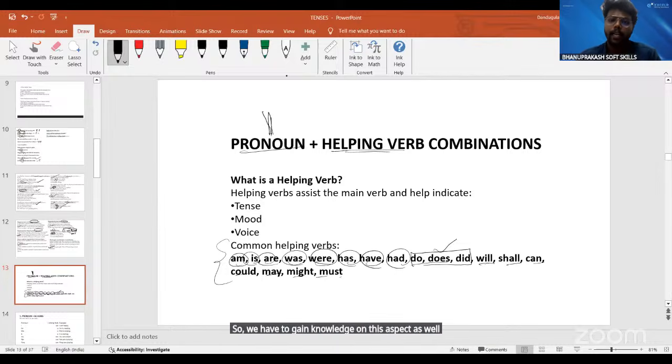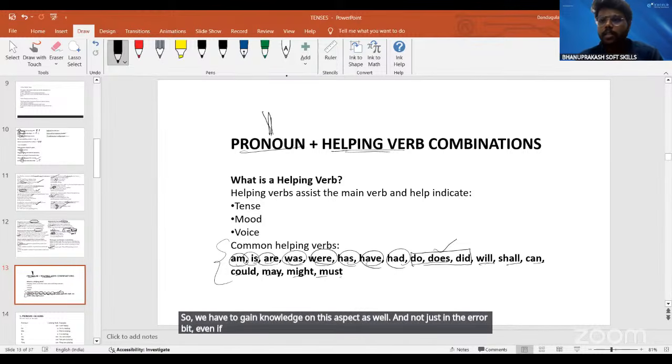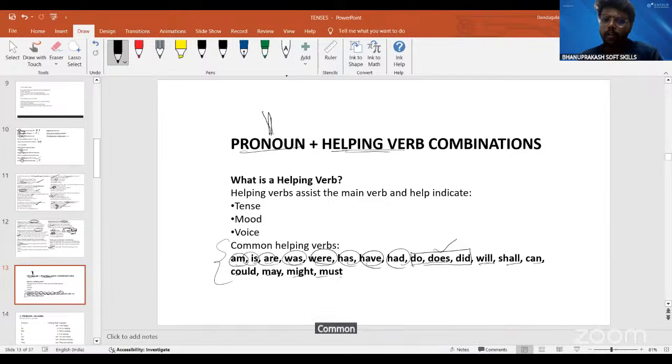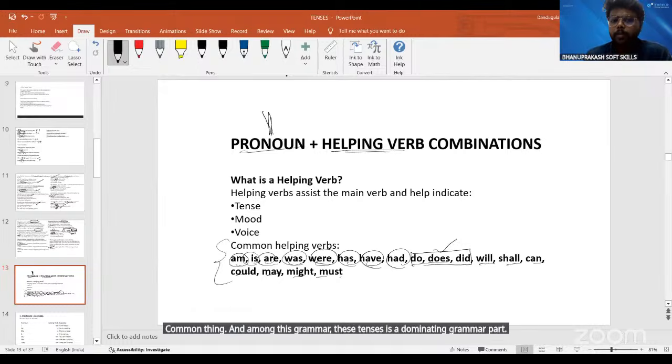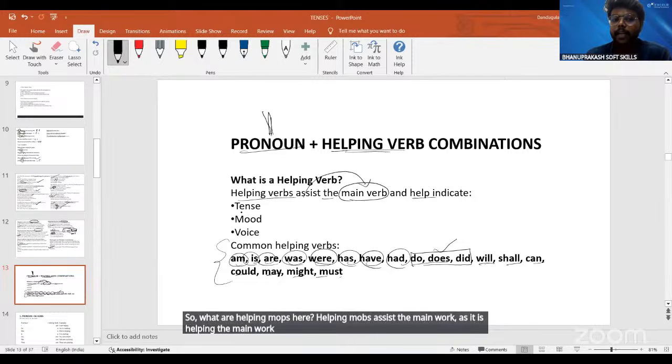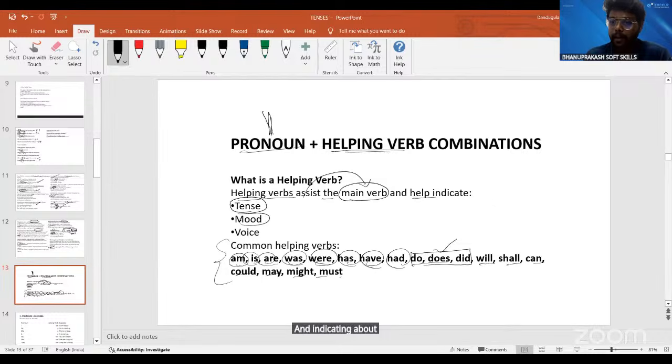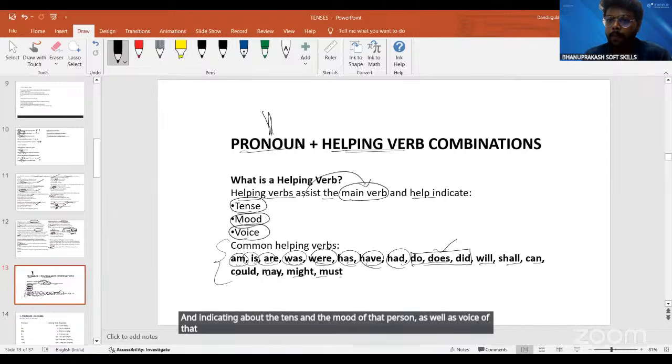And not just in the error bit, even if we take cloze test or sentence rearrangement or sentence improvement or any other bits, this grammar is going to be the common thing. And among this grammar, tenses is the dominating part. So what are helping verbs here? Helping verbs assist the main verb, as they are helping the main verb and indicating the tense, the mood, as well as the voice.